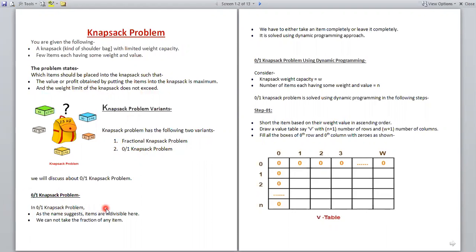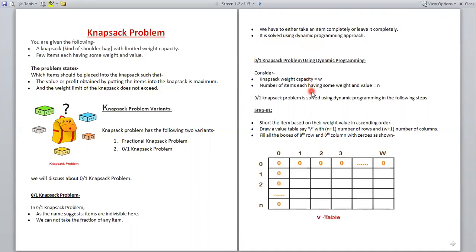Zero-one knapsack means, as the name suggests, each item is individual. You do not break the item, and we cannot take a fraction of any item. In the case of fractional knapsack we can break the item, but in zero-one knapsack we cannot break the item. We have to either take the item completely and put it into the bag, or leave it completely. And it is solved using dynamic programming.